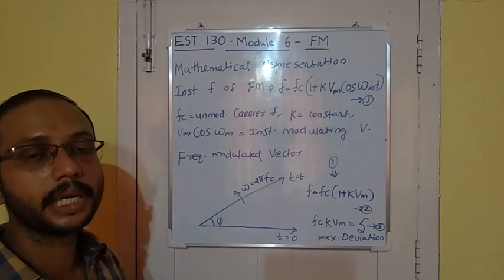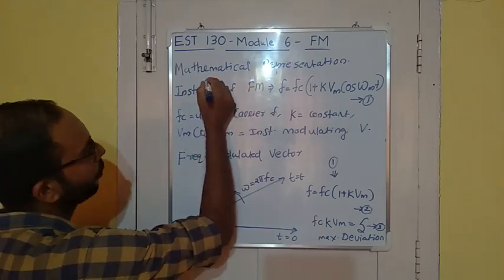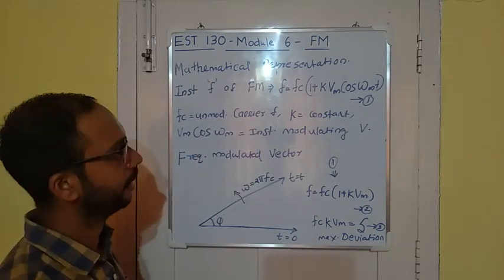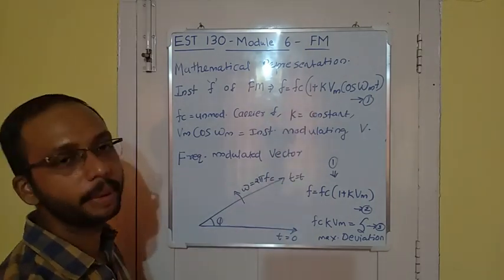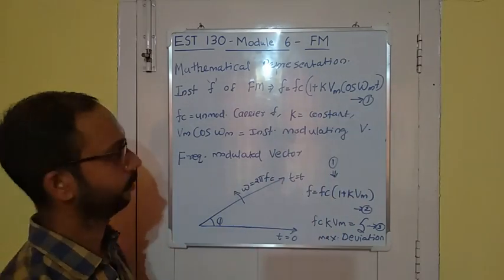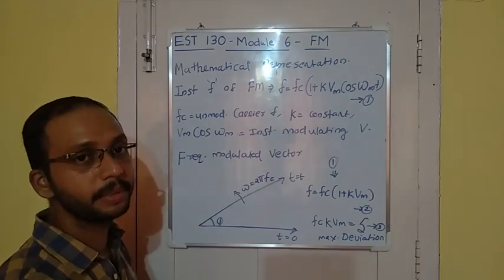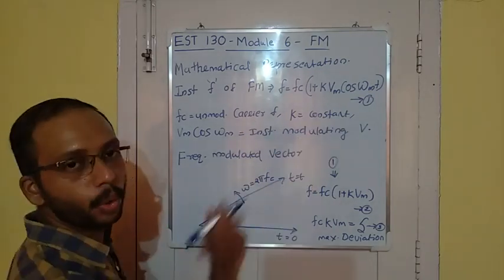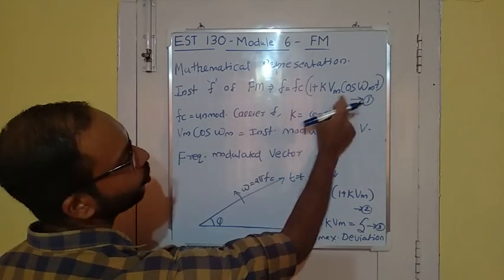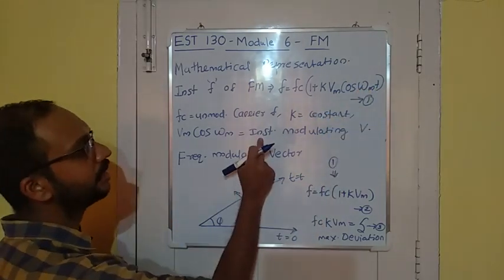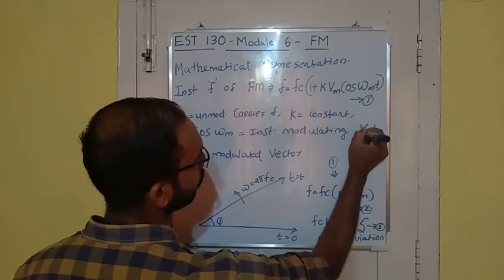Let's see the mathematical representation of this frequency modulation. The instantaneous frequency of FM is represented like this. f is equal to fc into (1 plus k Vm cos omega m t). That is equation number 1. Where fc is the unmodulated carrier frequency. fc means carrier frequency. k is a constant, or it is the proportionality constant. And Vm cos omega m t is the instantaneous modulating voltage.